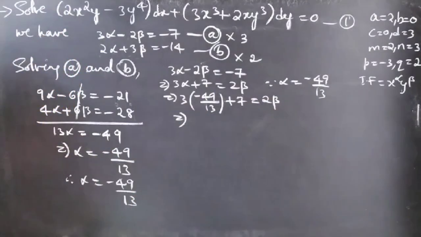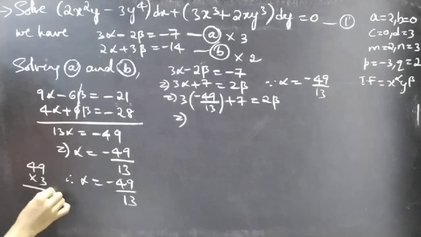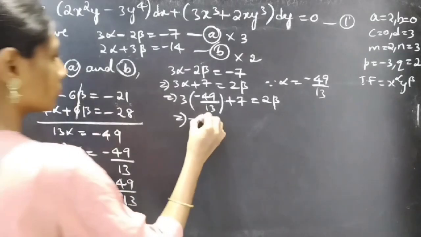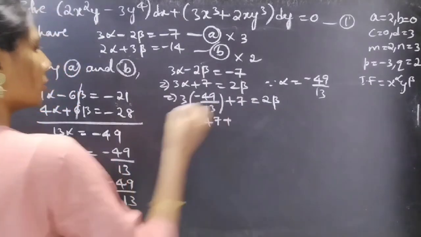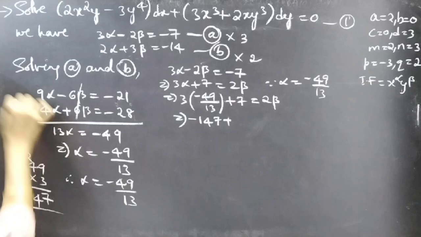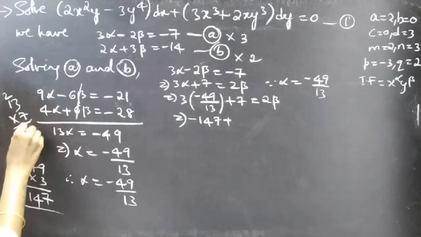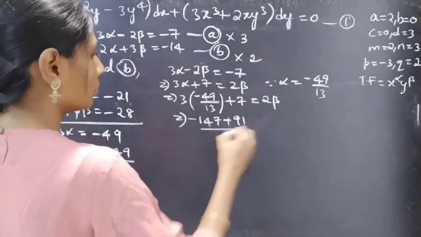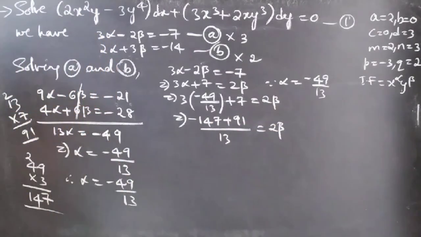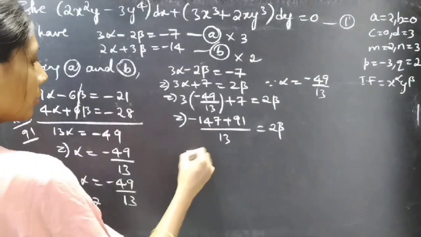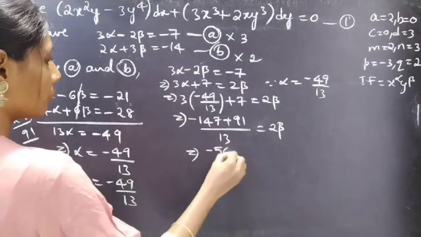This gives us 49 into 3. So minus 147 plus 13 sevens are 91 by 13 equal to 2 beta. Minus 147 plus 91 gives minus 56 by 13.